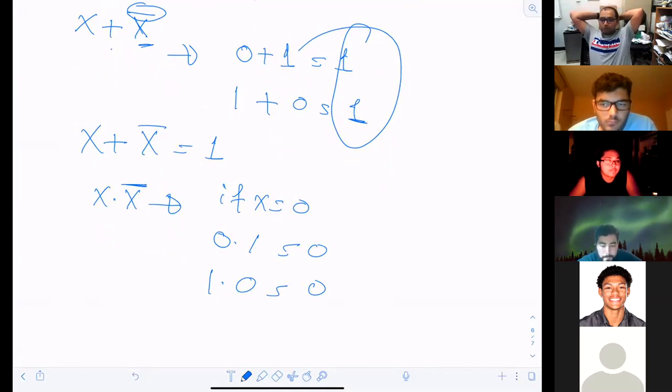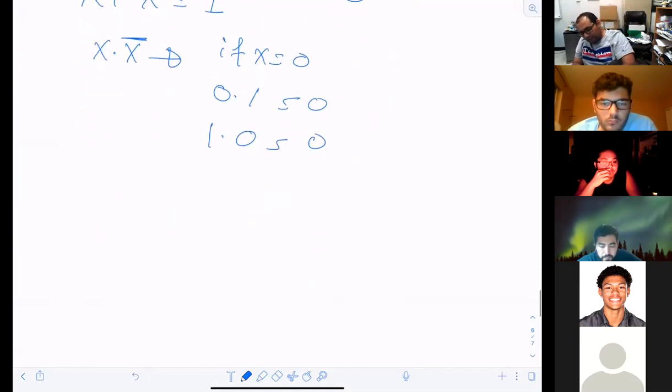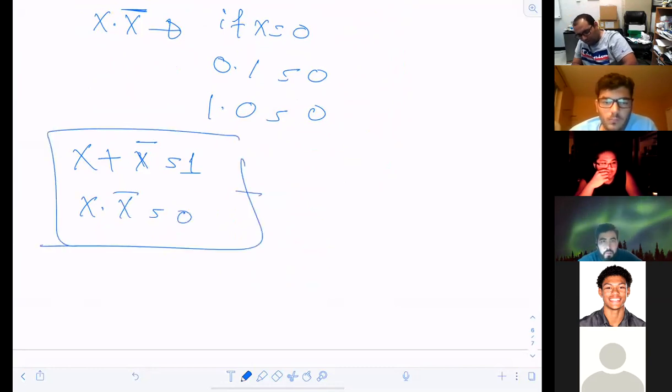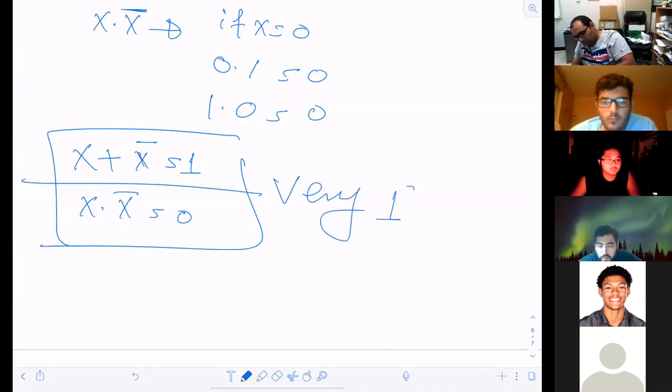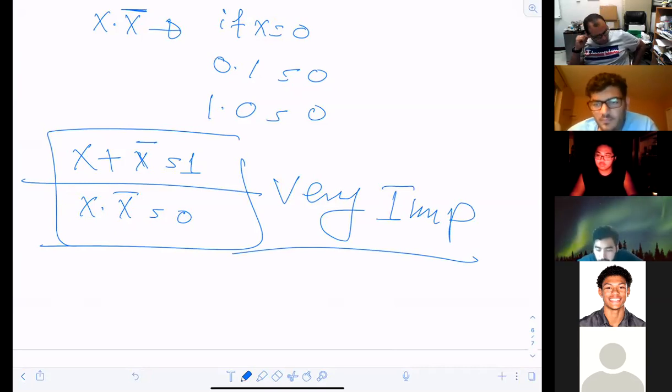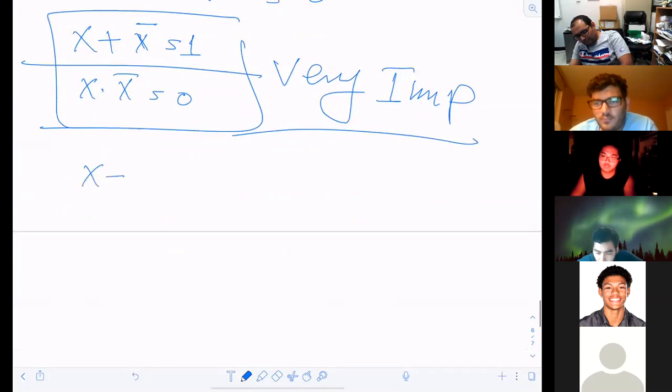I will talk about it soon. Okay. So you need to know that x ORed with x complement is equal 1. You also need to know that x ended with x complement is equal 0. This is very important. Sounds good? Okay. Now, everybody agree that x with x like that, it will be what?